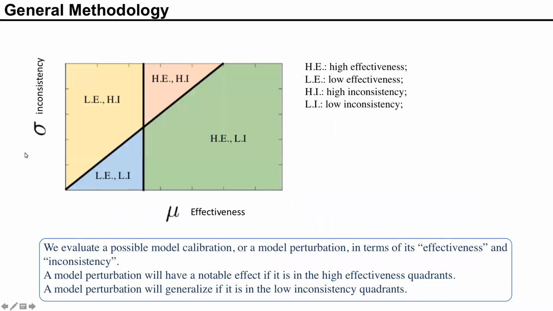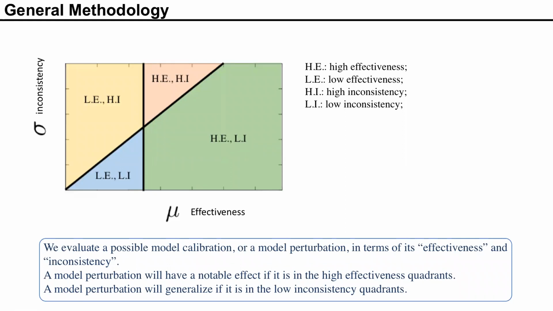Now, if we take a look at those two parameters, I'm going to name them effectiveness and inconsistency. The higher the sensitivity is, the higher the effectiveness is. The higher inconsistency is, the higher the standard deviation is. And this gives us 4 quadrants. We will evaluate a possible model calibration or model perturbation in terms of its effectiveness and inconsistency.